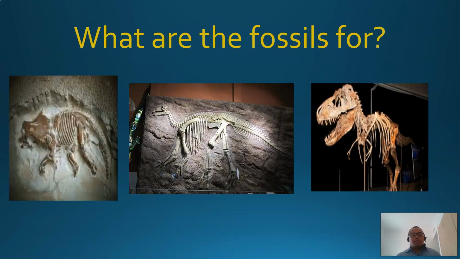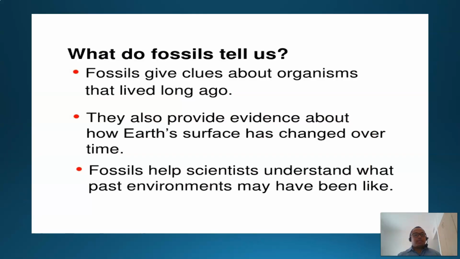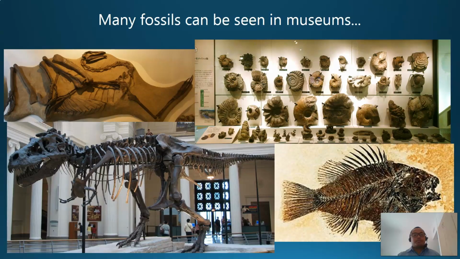What are fossils for? So these are the different examples of fossils. Fossils give us clues about organisms that lived long ago. They also provide evidence about how Earth's surface has changed over time. And fossils help scientists understand what past environments may have been like. Many fossils nowadays can be seen in museums, just like here in the picture.